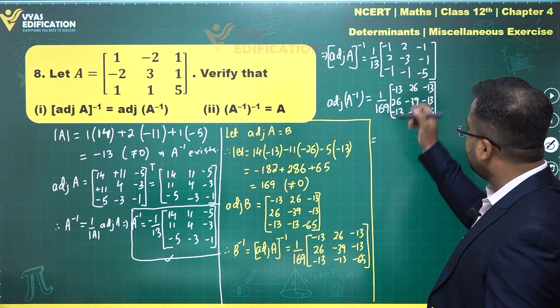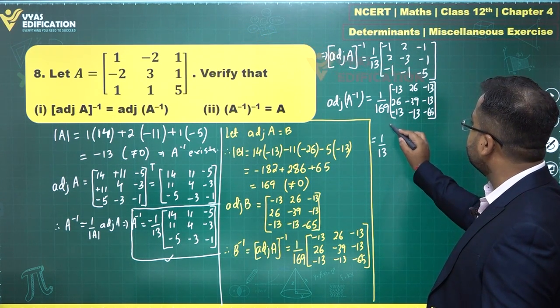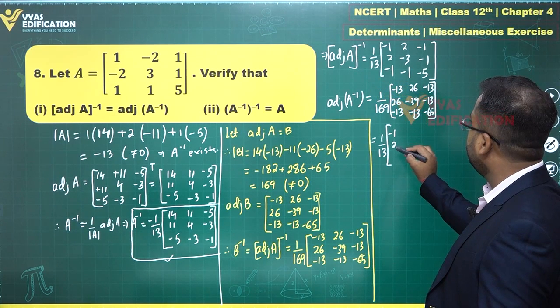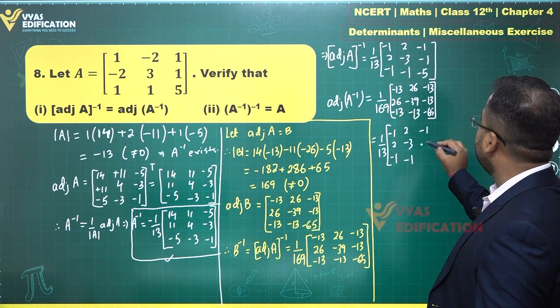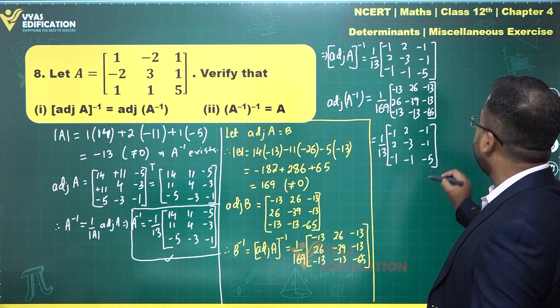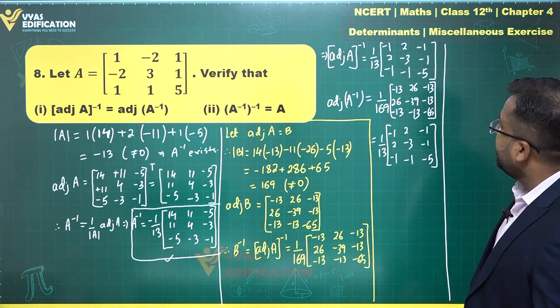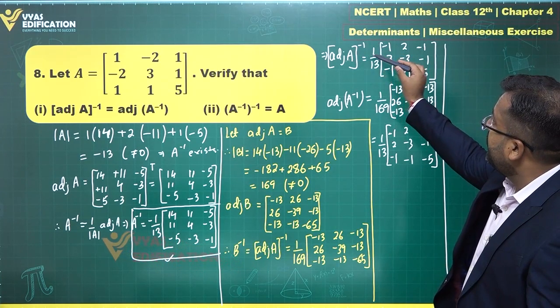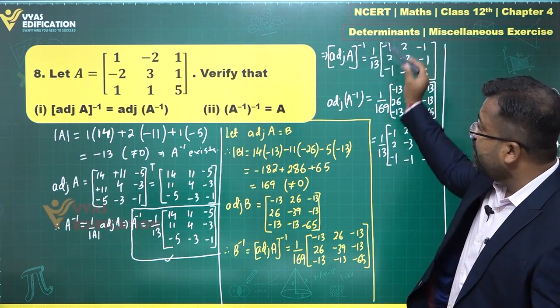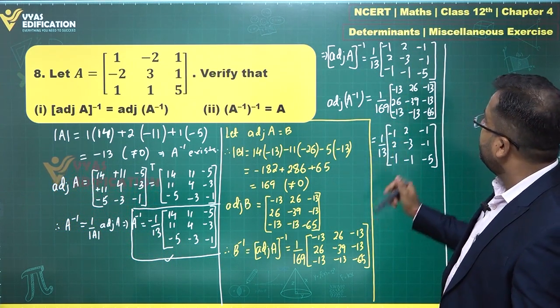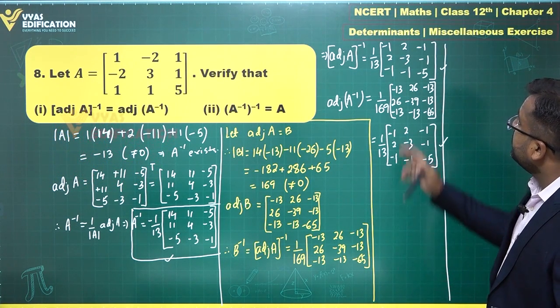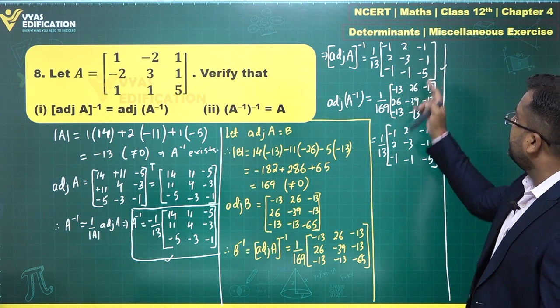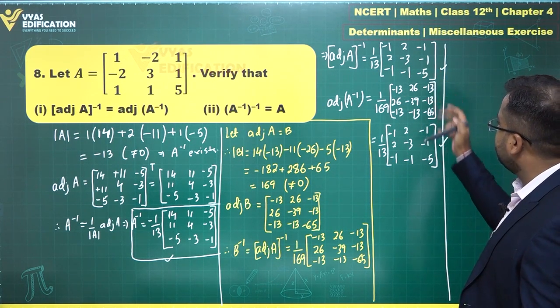And if you divide by 13, what you get is 1 by 13 times minus 1, 2, minus 1, 2, minus 3, minus 1, minus 1, minus 1, minus 5. This is what I'll be getting. And do you observe carefully that adjoint of A whole inverse is equal to adjoint of A inverse? This and this are exactly the same. Please observe minus 1, 2, minus 1, 2, minus 3, 1, minus 1 and minus 1, minus 1, minus 5.